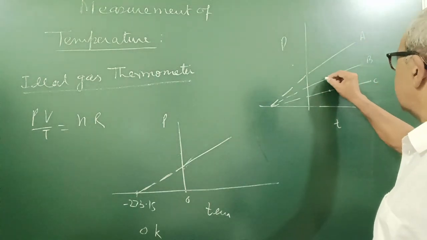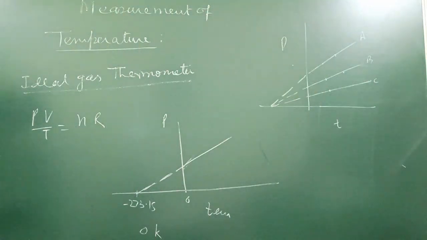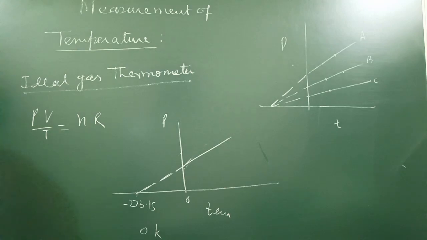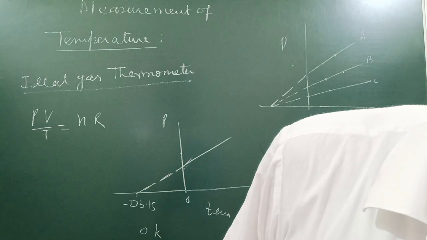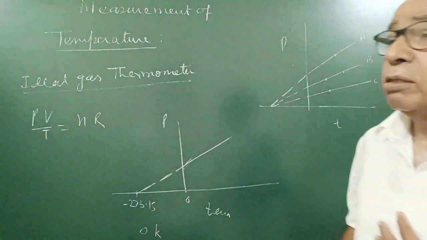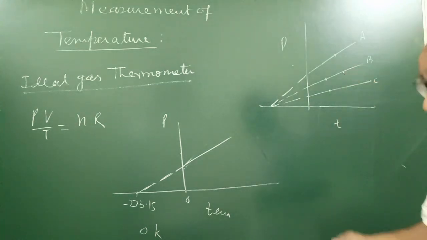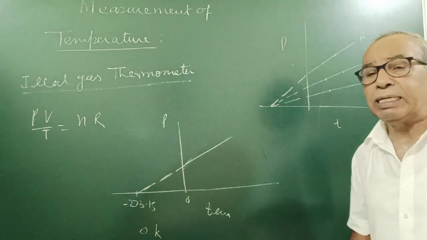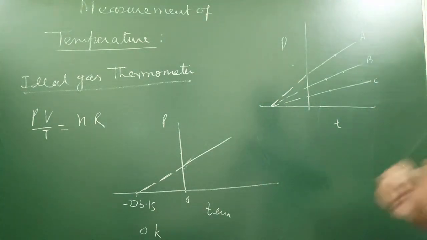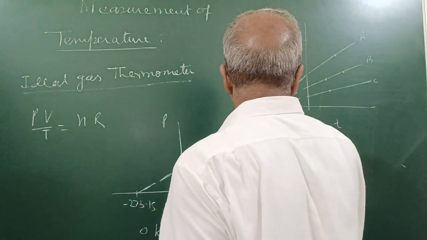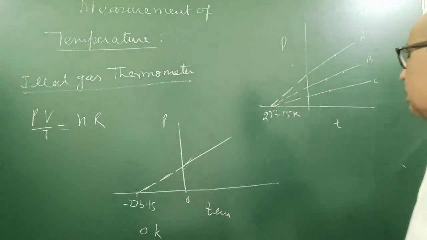If they are real gases, actually the ideal gas concept is that in an ideal gas there is no force of attraction or repulsion between the molecules of the gas. But actually there is a weak force for real gases, which we have neglected while defining the concept of an ideal gas. So this way this temperature comes the same, minus 273.15 Kelvin.